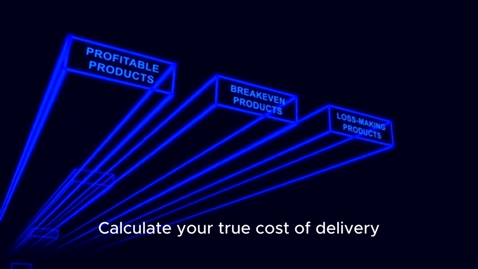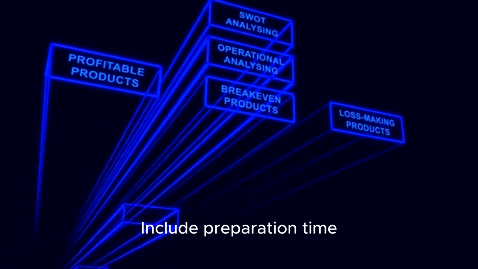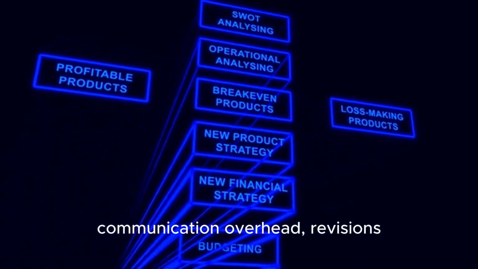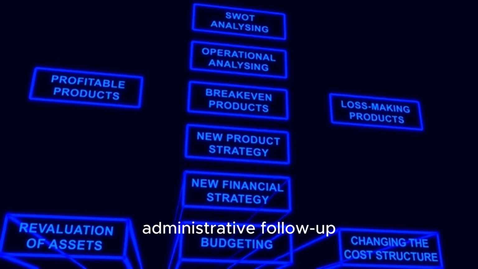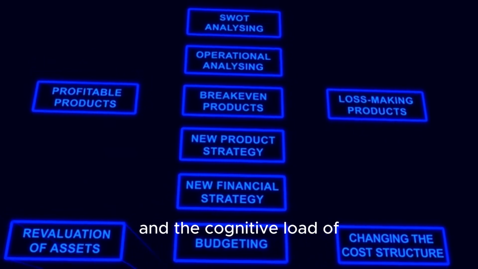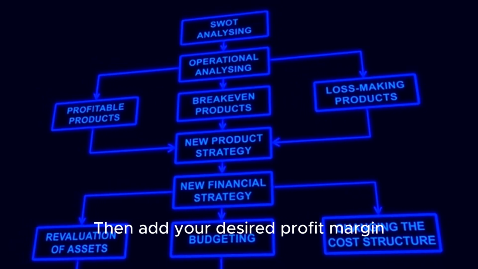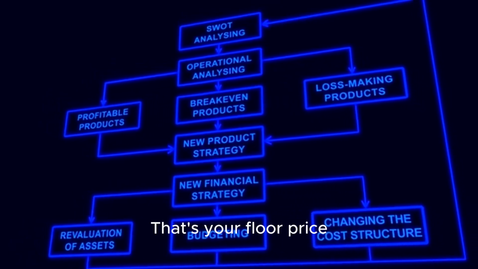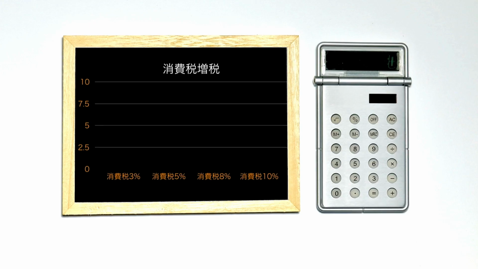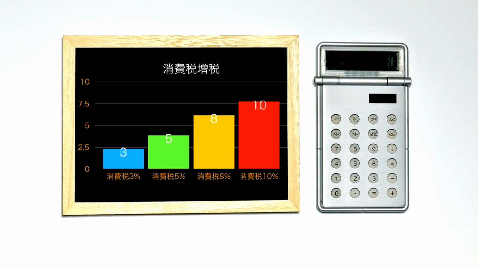Start with pricing. Calculate your true cost of delivery. Include preparation time, communication overhead, revisions, administrative follow-up, and the cognitive load of managing client expectations. Then add your desired profit margin. That's your floor price. If that number feels uncomfortably high, you're probably undercharging right now. The discomfort is data. It's signaling that you've been absorbing costs that should be reflected in your pricing structure.